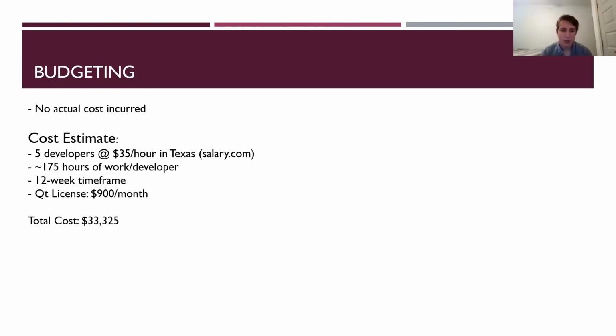For 5 developers in Texas, the average salary for a software engineer would be $35 an hour. Each of us worked individually about 175 hours over the semester in a 12-week time frame. The Qt licenses for all of us combined would be about $900 a month. So the total cost ends up being about $33,000.